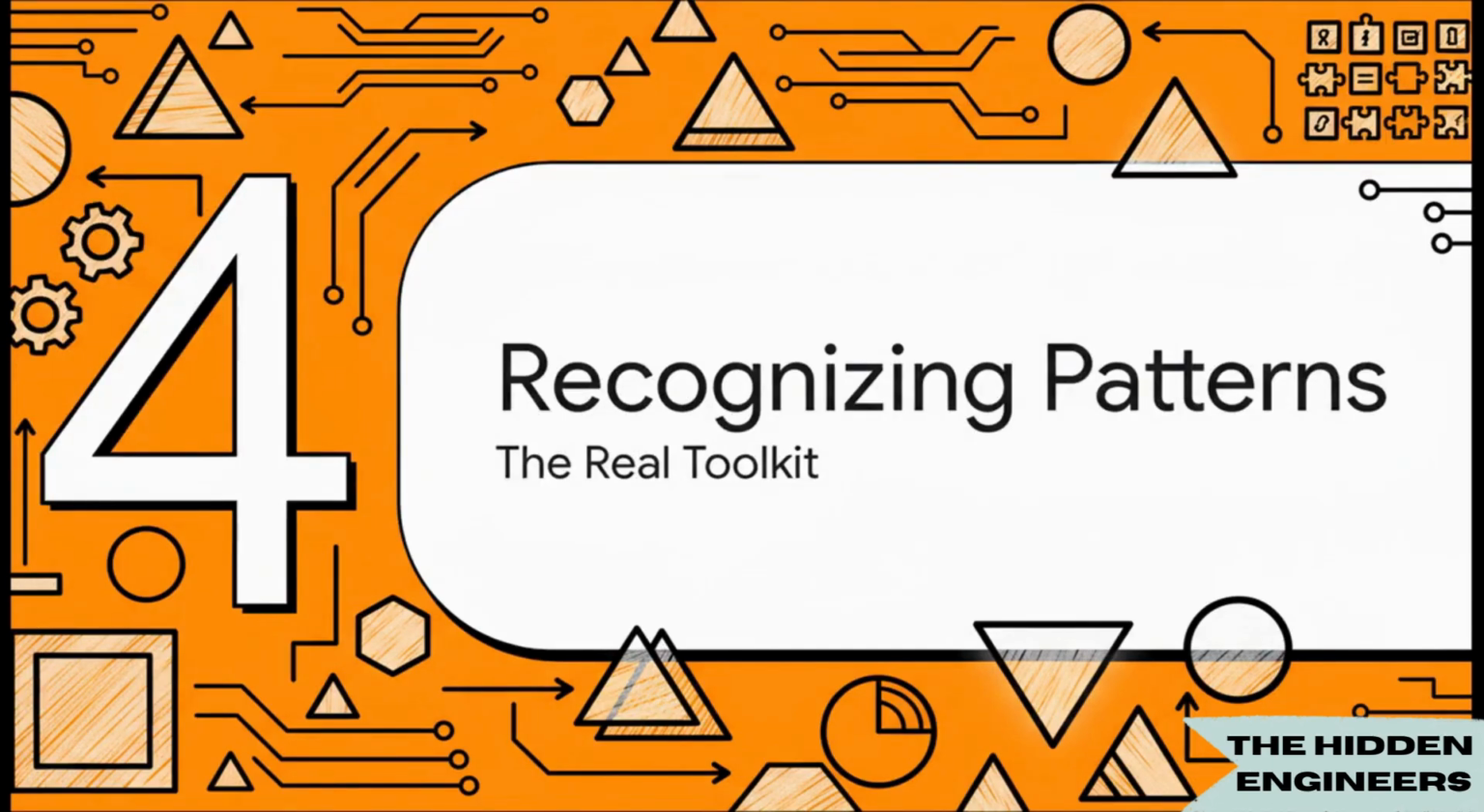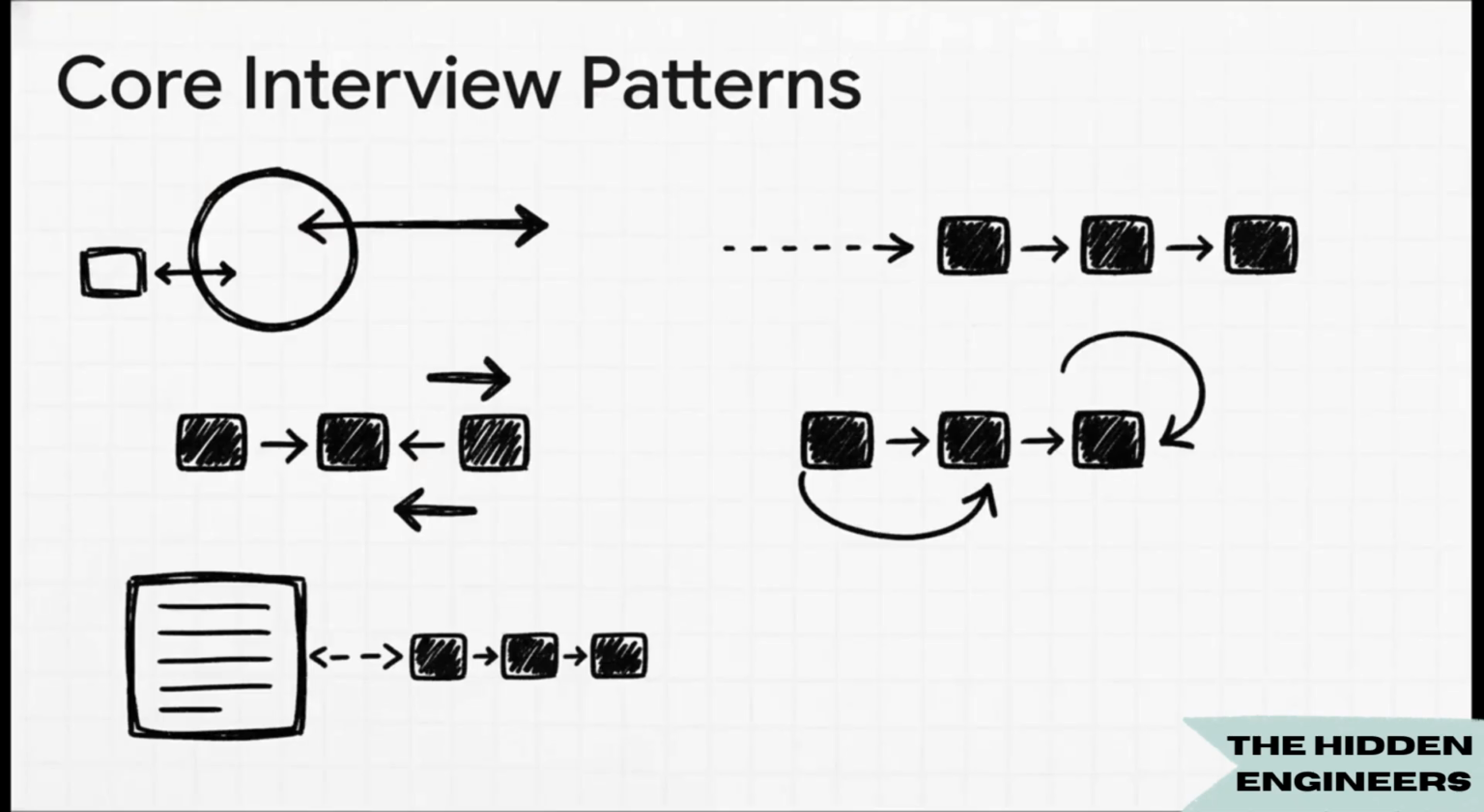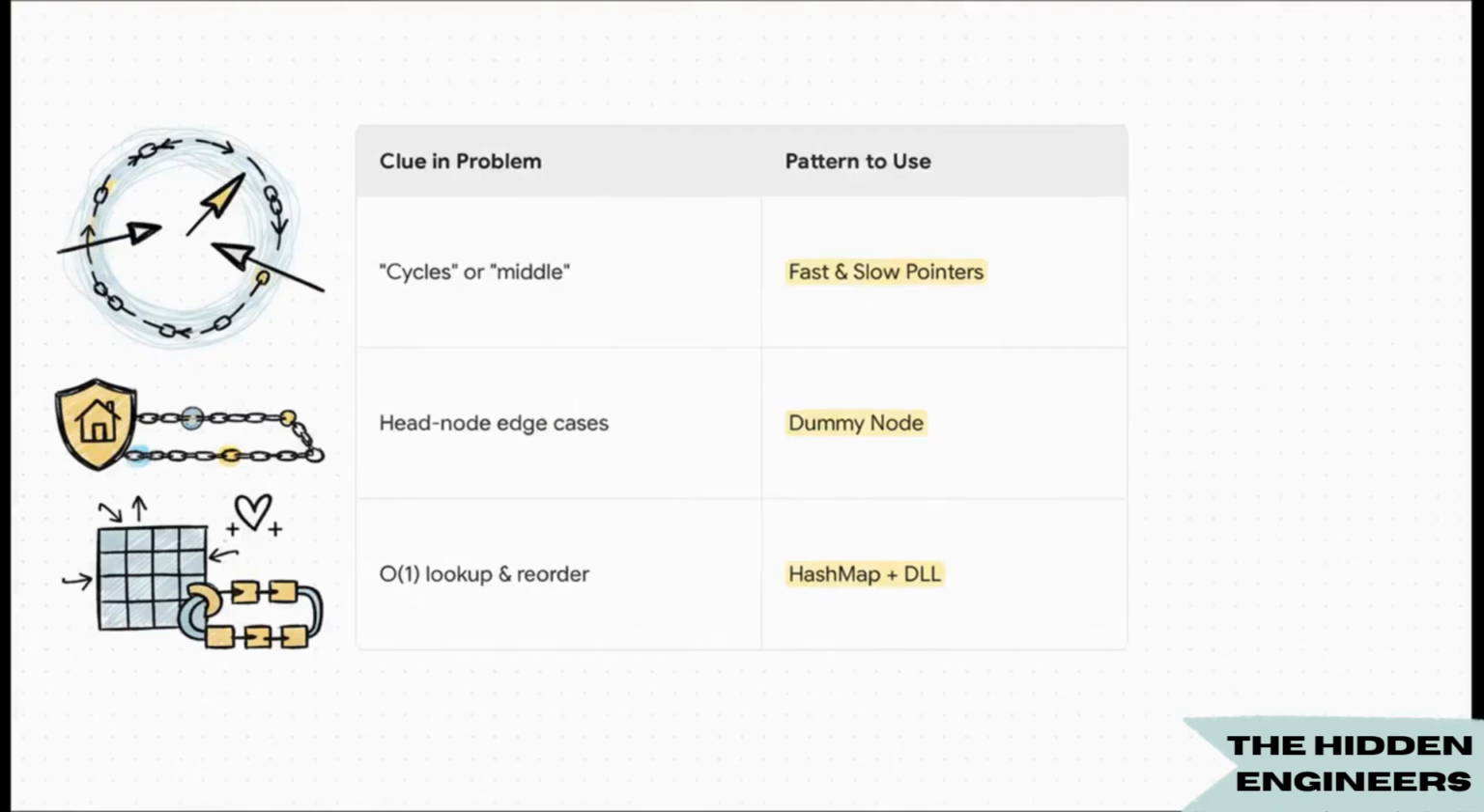Okay, let's zoom out for a second, because this is probably the most important lesson here. Solving these problems is not about memorizing code. No way. It's about recognizing the underlying reusable patterns that are the building blocks for countless different solutions. These patterns right here, things like fast and slow pointers, using a dummy node, or that hash map and doubly linked list combo we just mastered, this is your real toolkit. This is your secret weapon.